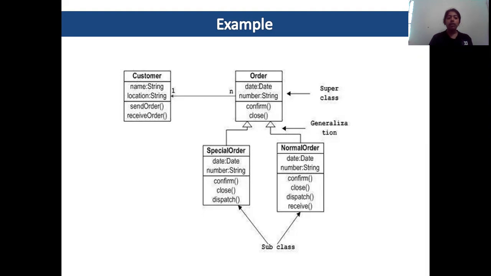First of all, order and customer are identified as the two elements of the system. They have a one-to-many relationship because a customer can have multiple orders. Order class is an abstract class and has two concrete classes, special order and normal order. It shows us the inheritance relationship between them, as order is the superclass and these are the subclasses. The two inherited classes have all the properties of the order class. In addition, they have additional functions like dispatch and receive.